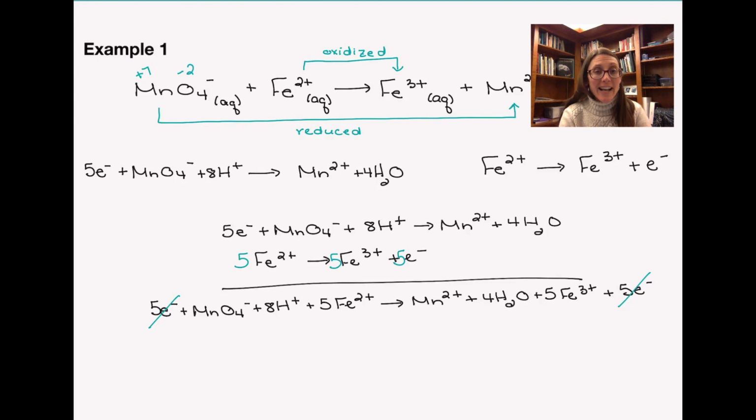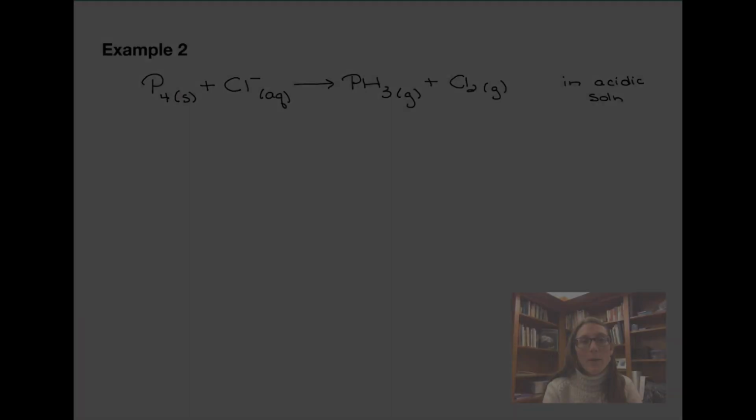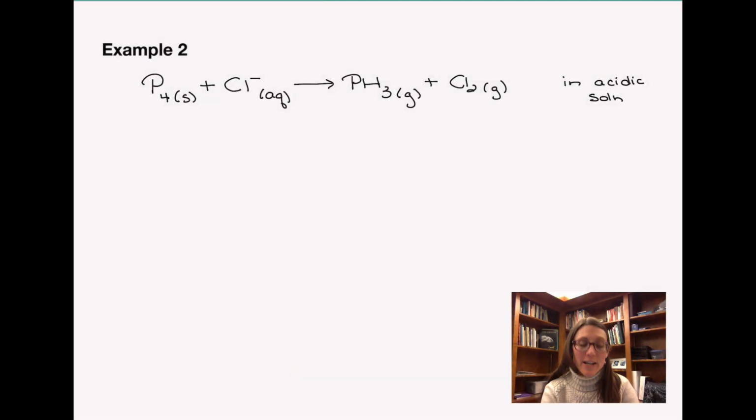Let's take a look at a second example, just to make sure that this process is making sense. Okay, in this case, I've got some phosphorus reacting with aqueous chloride ions to form phosphorus trihydride and chlorine gas. Again, we're working in aqueous solutions, so we know that we have water that we can add to balance equations and H+ that we can add to balance equations as necessary.